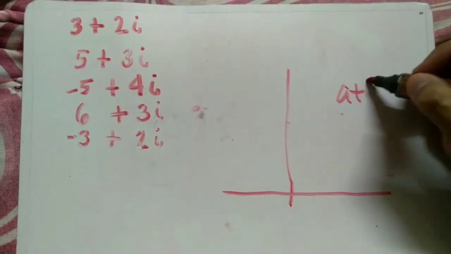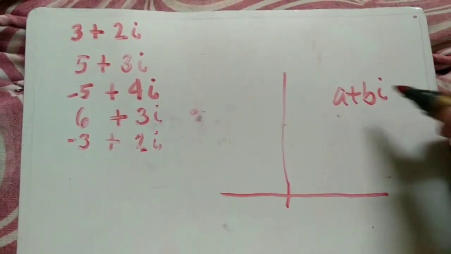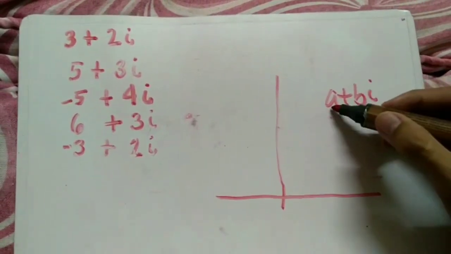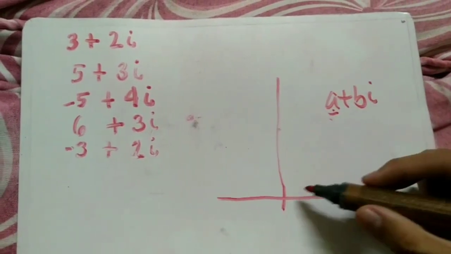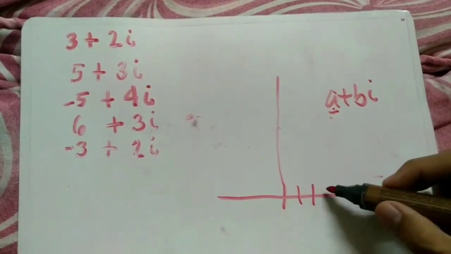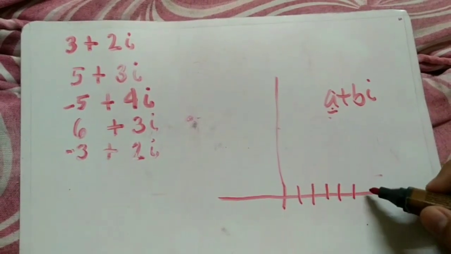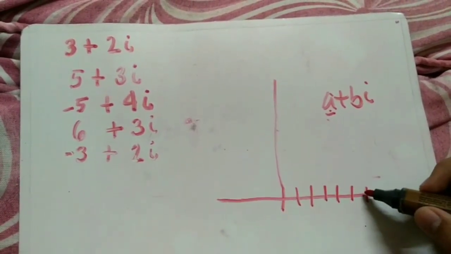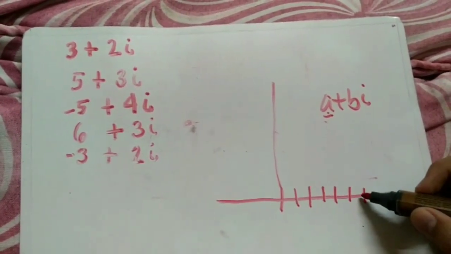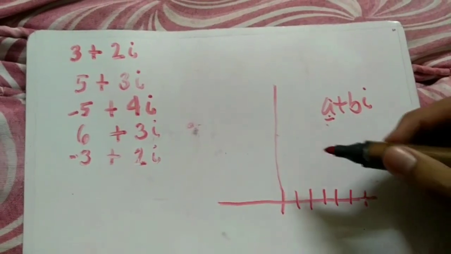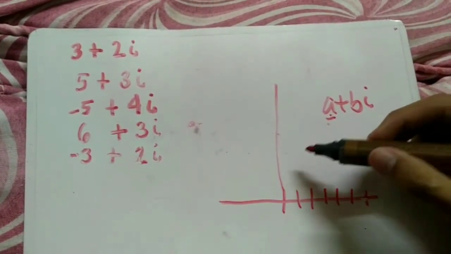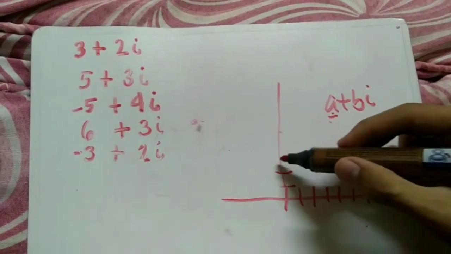And a plus bi. So our a would be 6. 1, 2, 3, 4, 5, and then 6. So this is our a, 6. Then our b is 3. 1, 2, then 3.